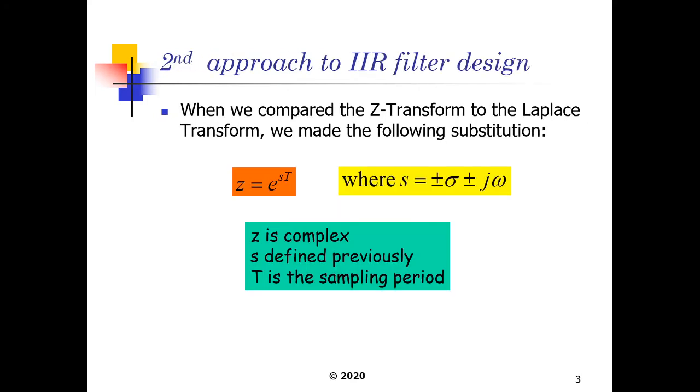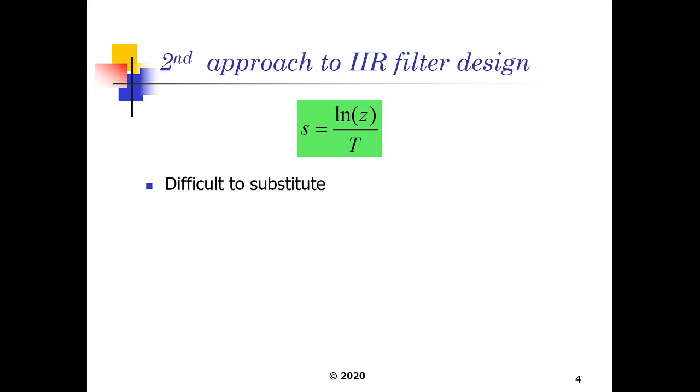We know that the Z transform and the S transform are linked together by this equation here, where z is equal to e to the power sT. If we rearrange this to make s the subject of the formula, we get this form here, where s is equal to ln z divided by T. However, s in this form is very difficult to substitute into any equation to transform it in terms of z.